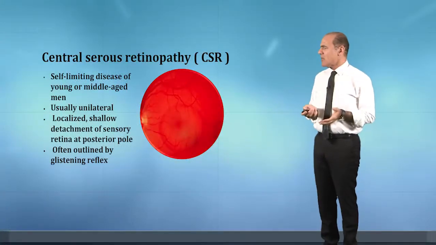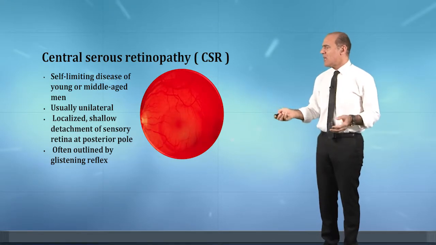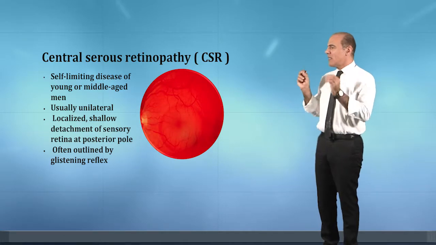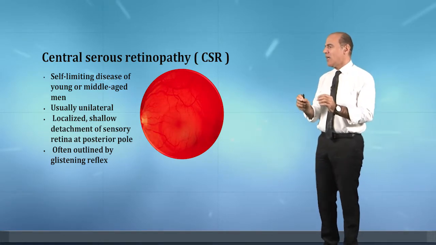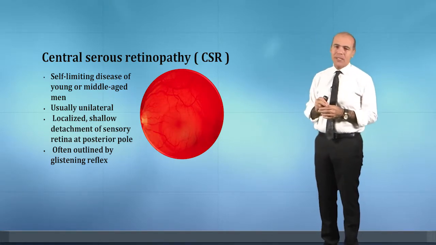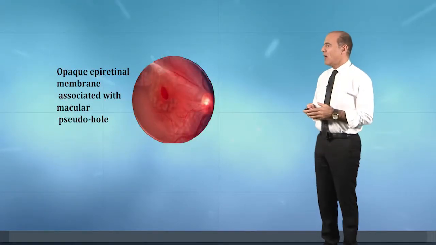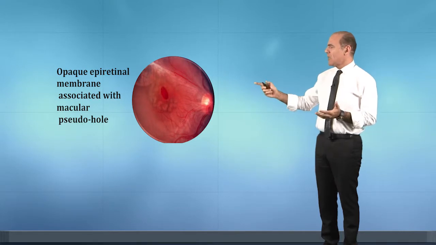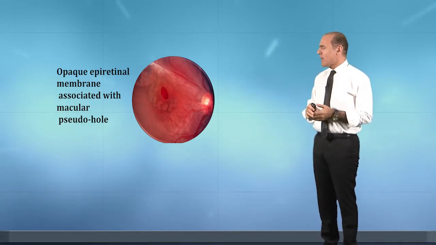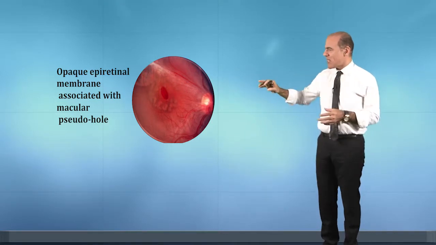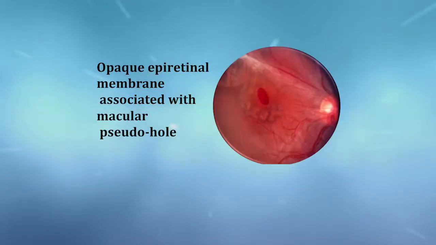Like here, central serous is a self-limiting disease in middle age, usually unilateral, with localized yellow detachment of the sensory retina, often outlined by a glistening reflex. There is no real dehiscence. For the opaque membrane, here you can see an opaque membrane and you see a macular hole. Here I'll give you a very good sign. You can see the traction of the vessels from the epimacular membrane. A macular hole alone cannot do this.